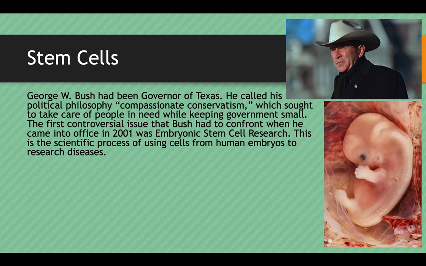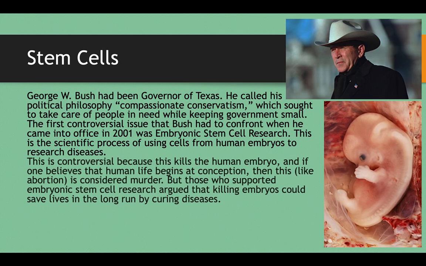And this is the scientific process of using cells from human embryos, which are very early stage unborn babies, in order to research diseases, for example, Alzheimer's. Now, this is controversial because in order to extract the stem cells, you have to kill the human embryo. And if one believes that human life begins at conception, then this, like abortion, is considered to be murder. However, those who supported embryonic stem cell research argued that killing the embryos is justified because it could save lives in the long run by leading to the curing of diseases.